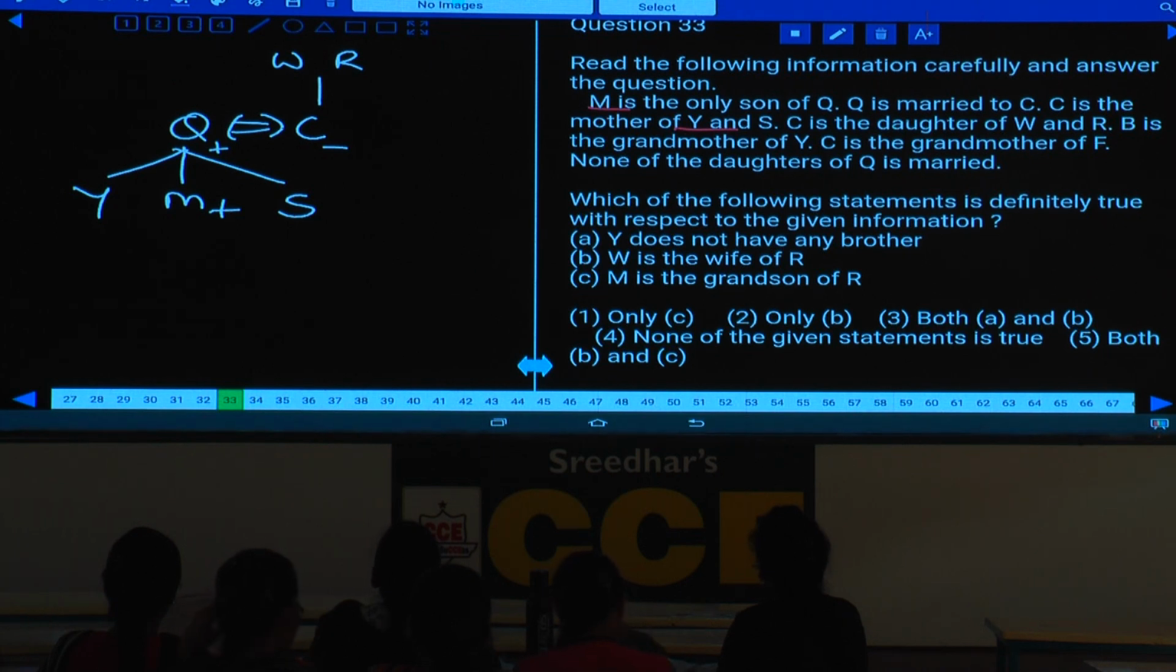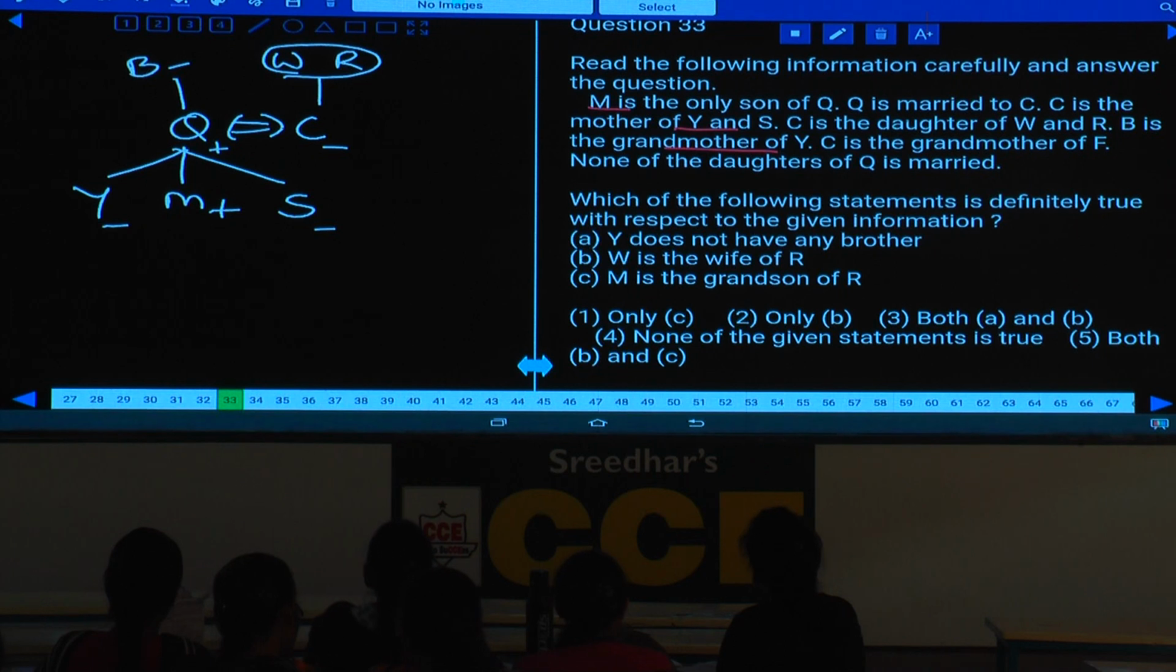B is the grandmother of Y. As B is the grandmother of Y, and M is the only son of Q, this Y and S must be the daughters, isn't it? And again, B is the grandmother of Y, so B is Y's father's mother or could be mother's mother, because whether paternal or maternal is not given. But maternal grandmother is not possible because W and R are the maternal grandfather and grandmother of Y. Hence B must be the mother of Q only.